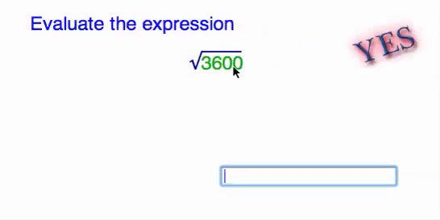Now this one's a little trickier, the square root of 3,600. Now we know the square root of 36 is 6. Okay, and then all you have to do is just half the number of zeros. So 60. Okay, that's a quick shortcut. Anything that ends in a whole bunch of zeros you can do this with.